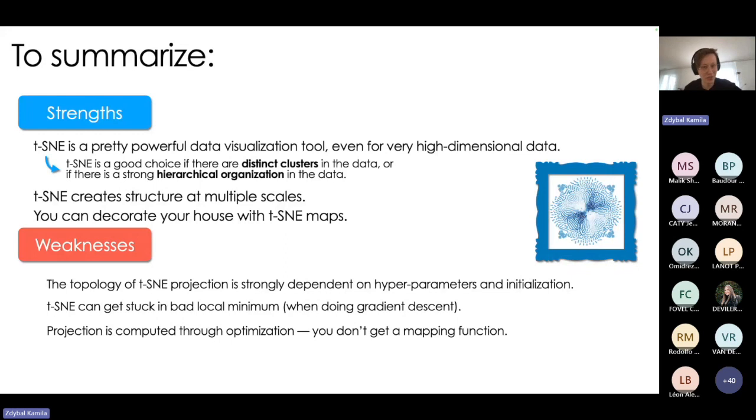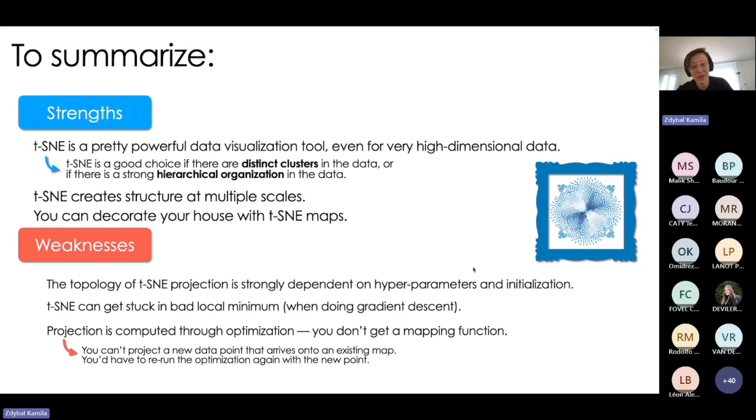Well, actually, there are some techniques being developed in research to help us do that. But by default, the optimization that t-SNE does does not give us a mapping function like we have with PCA. So we can't project any new data point. And if you have a new data point or a new set of points, let's say you have 1,000 new patients, you simply have to rerun the optimization again with that new point or those new points, and see where those points land after a new optimization.